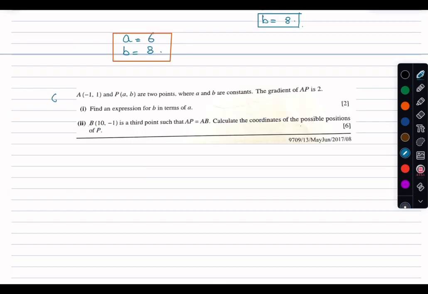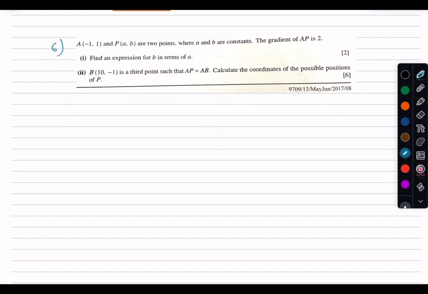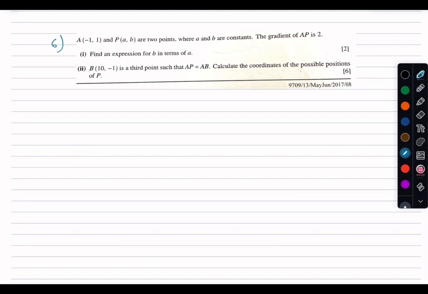If I do the sixth question on the topic from May-June 2017, variant 3 and question 8. So let's see what the question says. We are given point A, which is negative 1 and 1. There is a point P, which has the coordinates a and b, where a and b are the constants for this question. The gradient of AP, they have given us the information for the gradient. This is 2. So find an expression for b in terms of a.